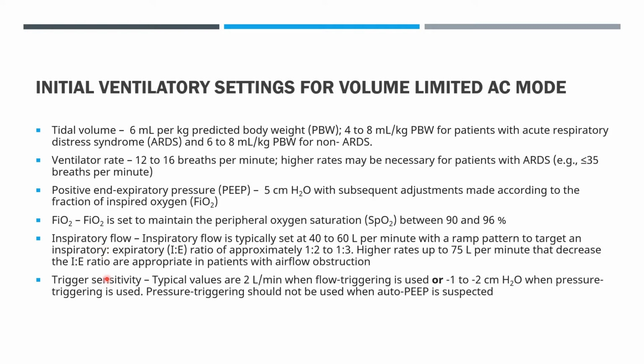Usual trigger sensitivity is set at 2 liters per minute for flow triggering, or -1 to -2 cm of water when pressure triggering is used. Remember, pressure triggering should not be used when auto PEEP is suspected.